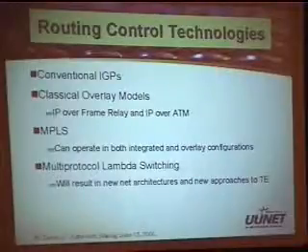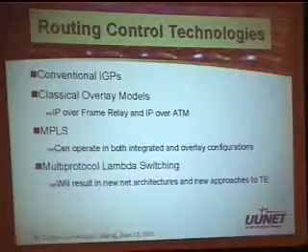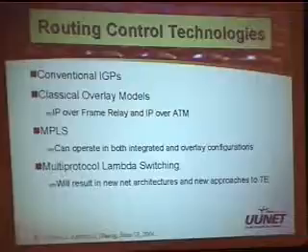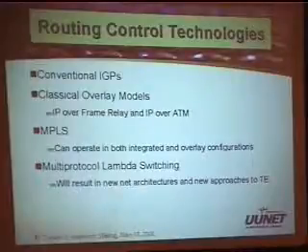Then we have the classical overlay models, primarily based on IP over ATM or IP over frame relay. The basic premise is you introduce a technology that has virtual circuit capability within the core of your network. And you use the virtual circuit to control the mapping of traffic onto the infrastructure. And then you use your IGP metrics to adjust the selection of virtual paths.